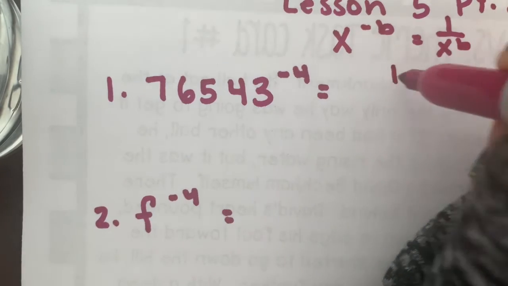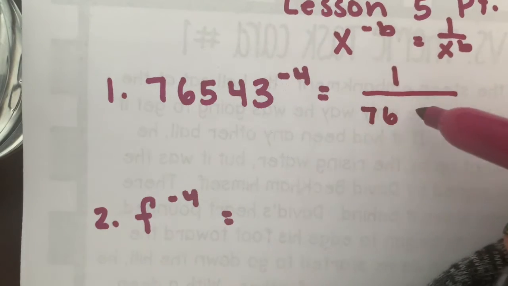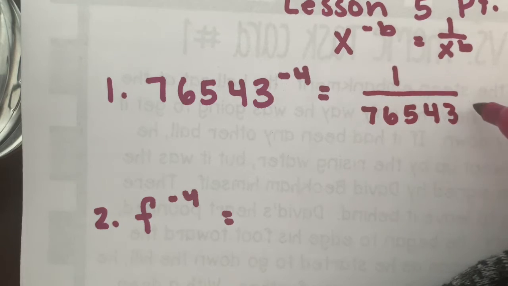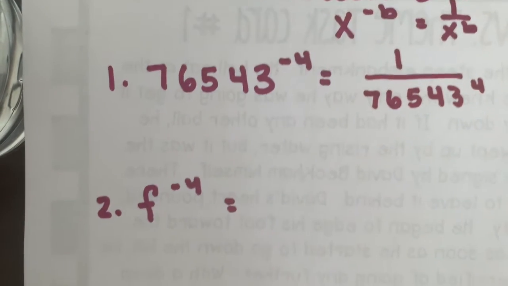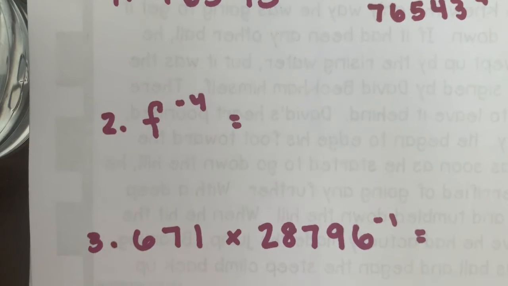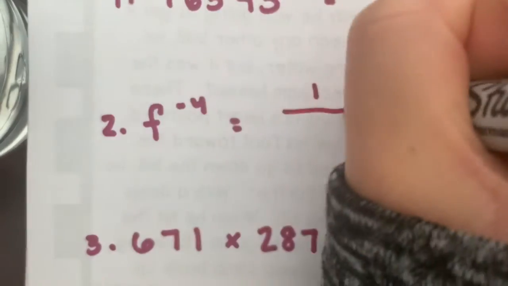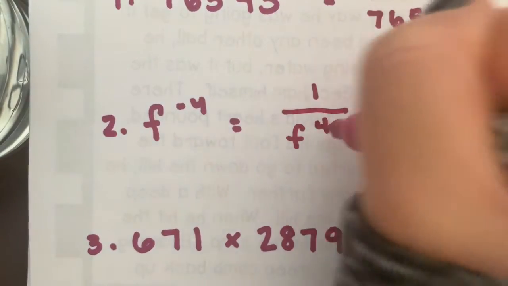So for this one, you would put it over 1, 76,543 to the positive 4. I don't think anybody wants to be multiplying 76,543 by itself 4 times, so we'll just leave it at that. Let's do this one now. Don't let the variables scare you. You're going to do it the same way. So f would be instead of x and negative 4 would be instead of negative b. What do you have to do? 1 over f to the positive 4th, right?